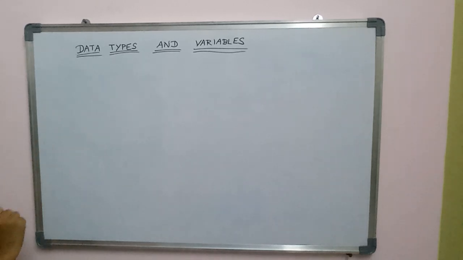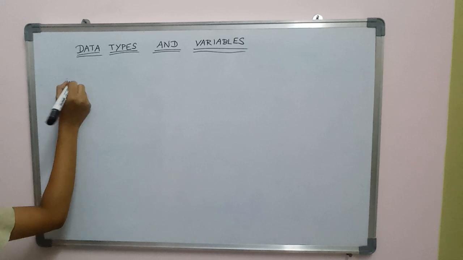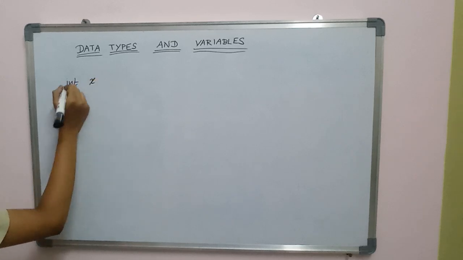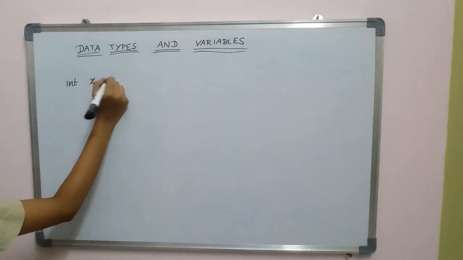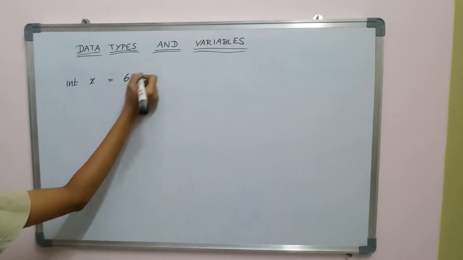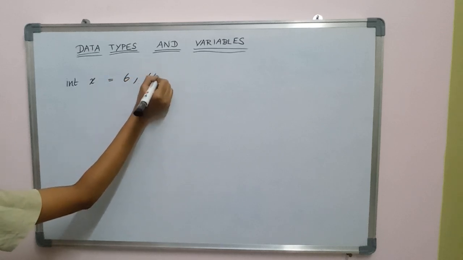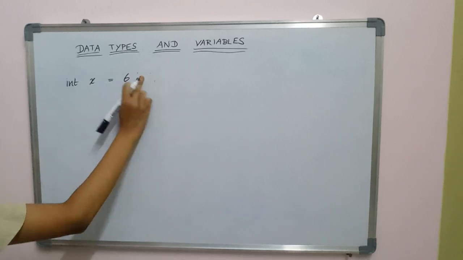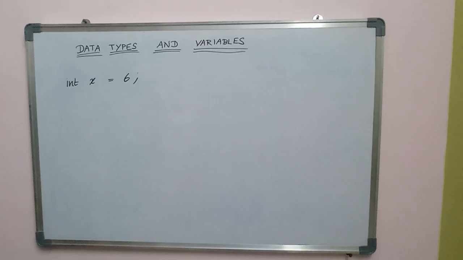The very first data type we take is int. Int means integer values. It stores positive numbers, negative numbers and 0. If you declare a variable like int x, we can store 6 or 64, whatever we like. This is how we store values in a variable of this data type.